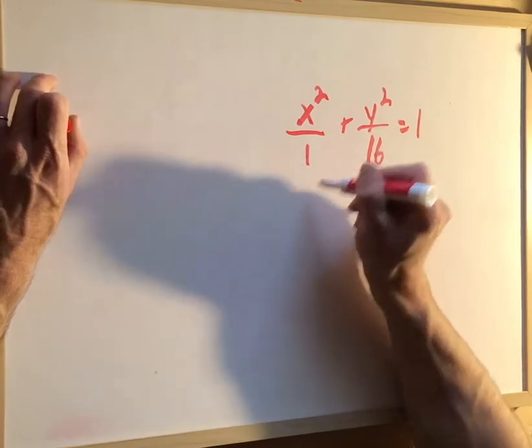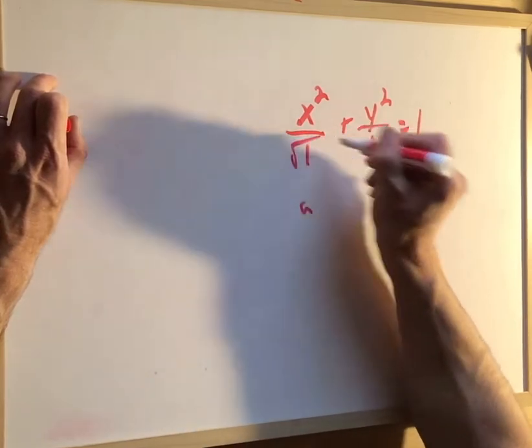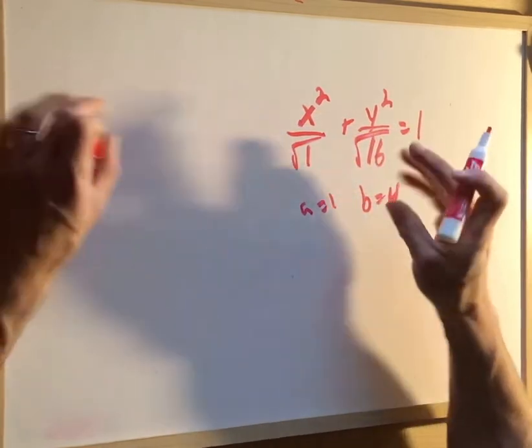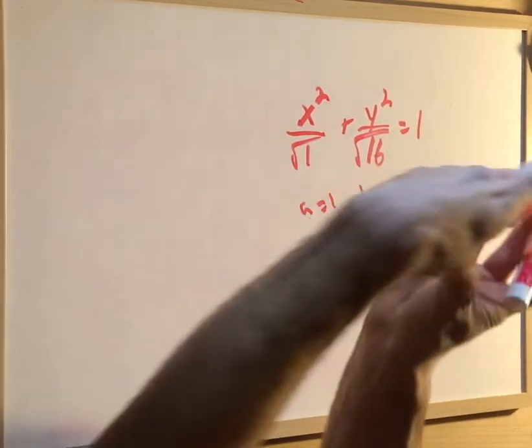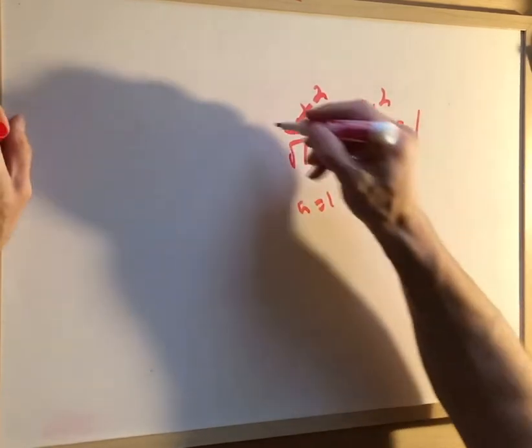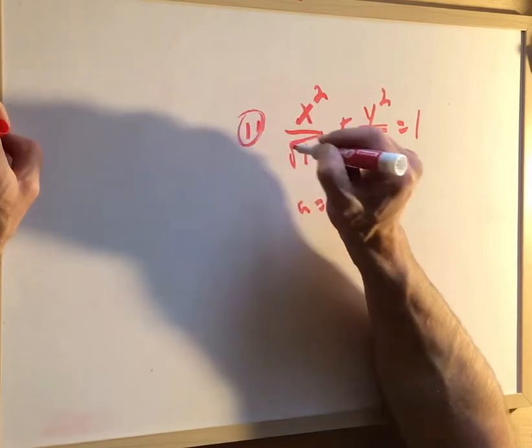Therefore, my A is the square root of this. My B is the square root of this. So it's going to be a horizontal stretch of 1, a vertical stretch of 4, which is going to be, for number 10, letter choice B.